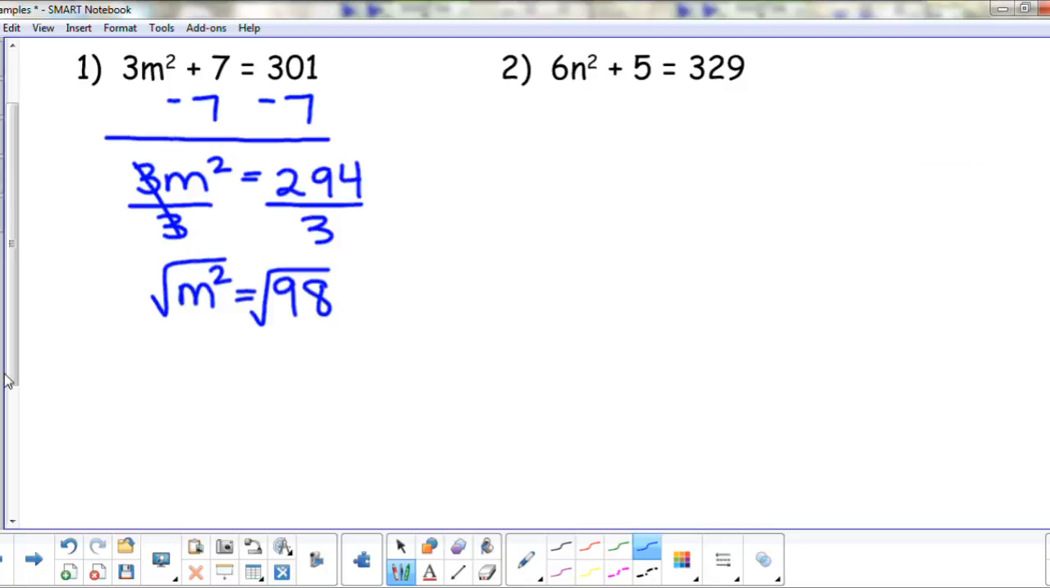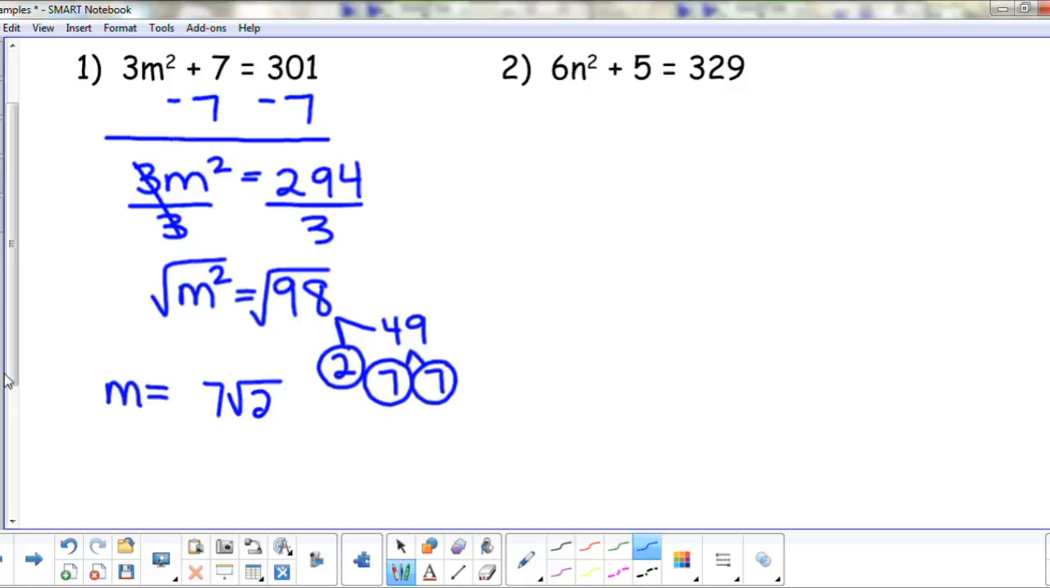Since there is no perfect square root for the square root of 98, I need to simplify this using my factor tree. So two numbers that multiply to give us 98 are 2 and 49. 2 does not break down any further, but 49 becomes 7 and 7. When we simplify our square roots, our pairs will go in front and our singles will go inside. So I'm going to take my 7 and it's going to go in front, and inside my square root I'm going to have my 2.